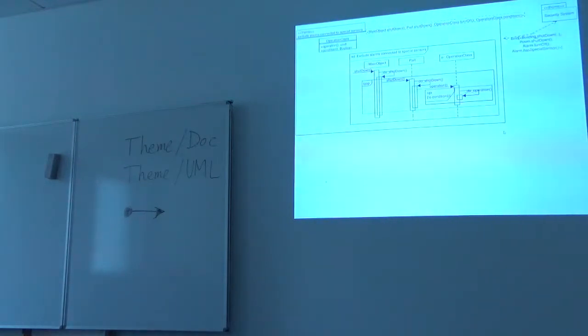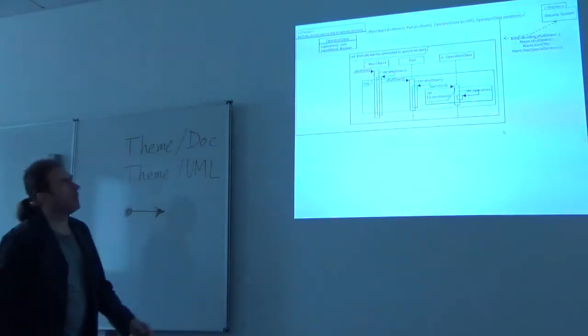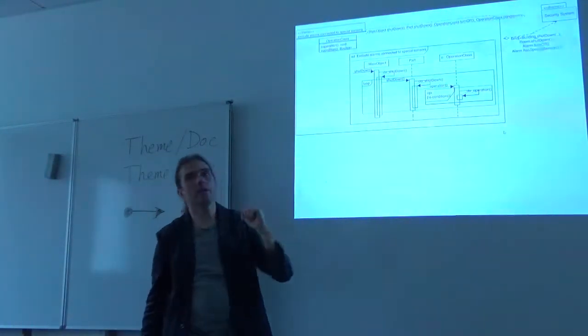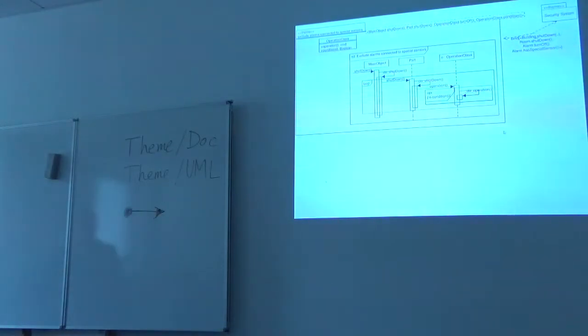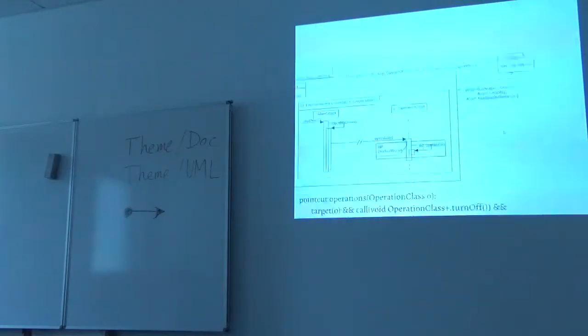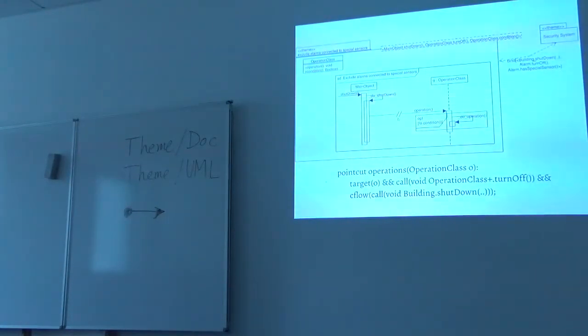The original Theme/UML did not take into account the possibility of having this control flow pointcut, like in AspectJ. So in one way, AspectJ goes one level above the ideas presented in Theme/UML. But as we saw, we can easily enhance this notation by adding this indirect call like this. So when using Theme/UML, I think it's good to use this additional thing.